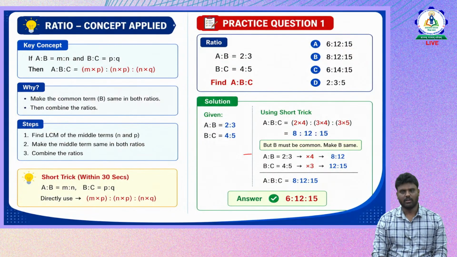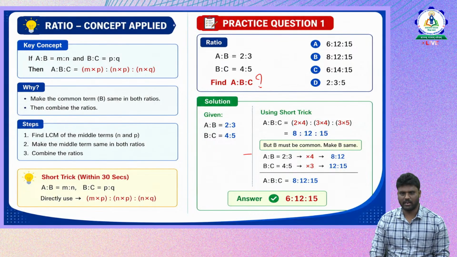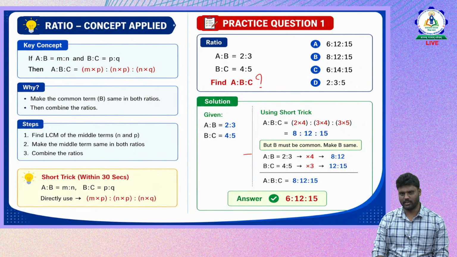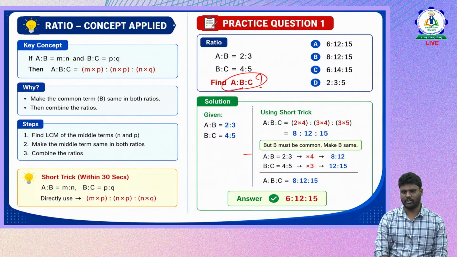The next question is like this. The ratio A is to B is equal to 2 is to 3 and B is to C is equal to 4 is to 5. Find A is to B is to C. That is what we need to identify. They have given the ratio of A is to B as 2 is to 3 and the ratio of B is to C as 4 is to 5, and then we need to identify A is to B is to C.